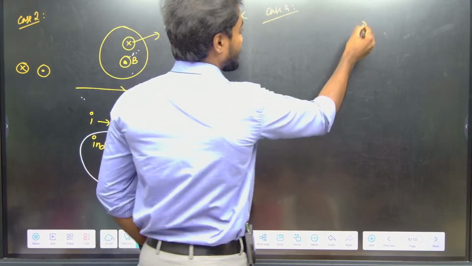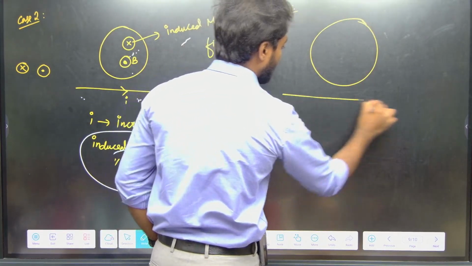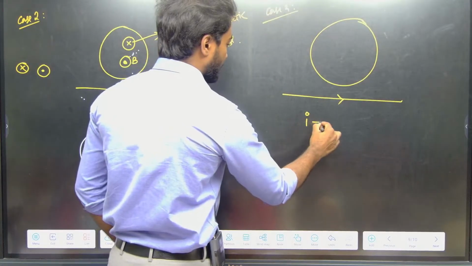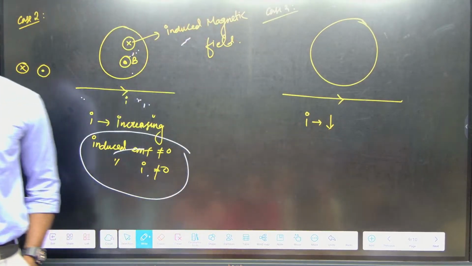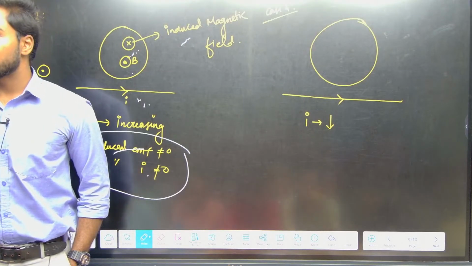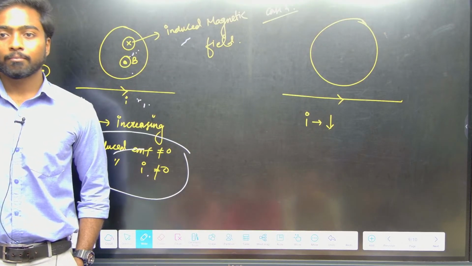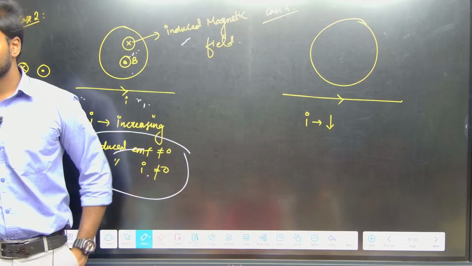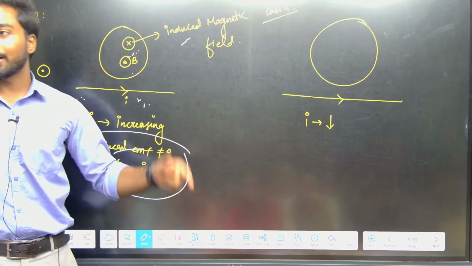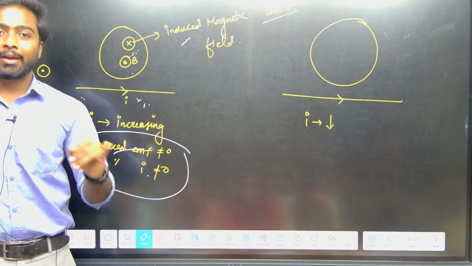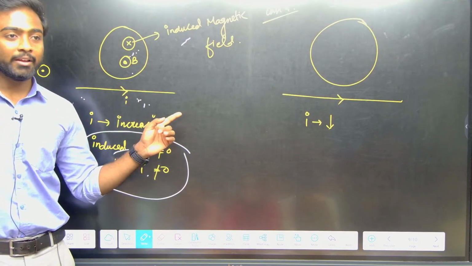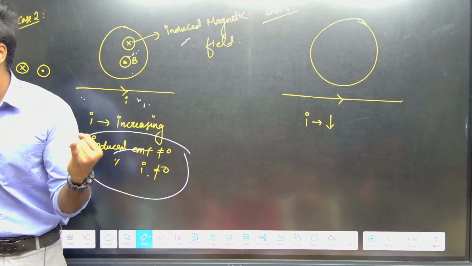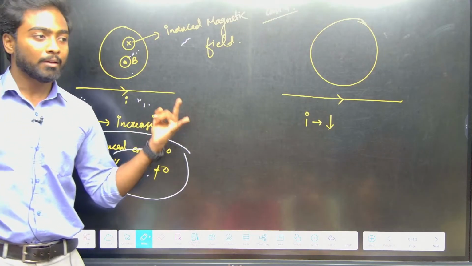So there is a conductor and current is flowing from left to right, but I am taking the current as decreasing. Now will there be any change in magnetic field? Obviously, there will be a change in magnetic field because the current is decreasing. Either increasing or decreasing, the magnetic field keeps varying. Since the magnetic field is varying, obviously flux also changes.